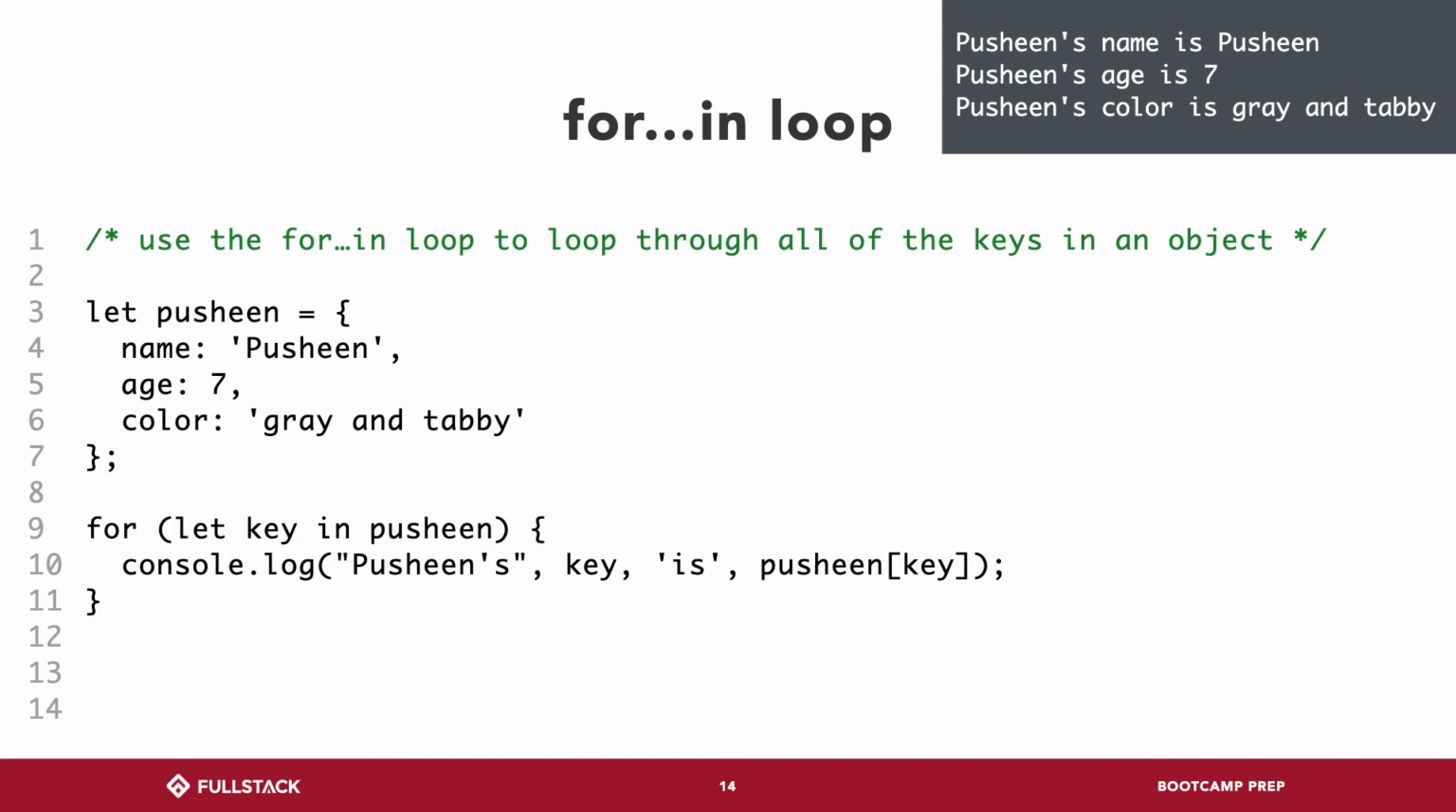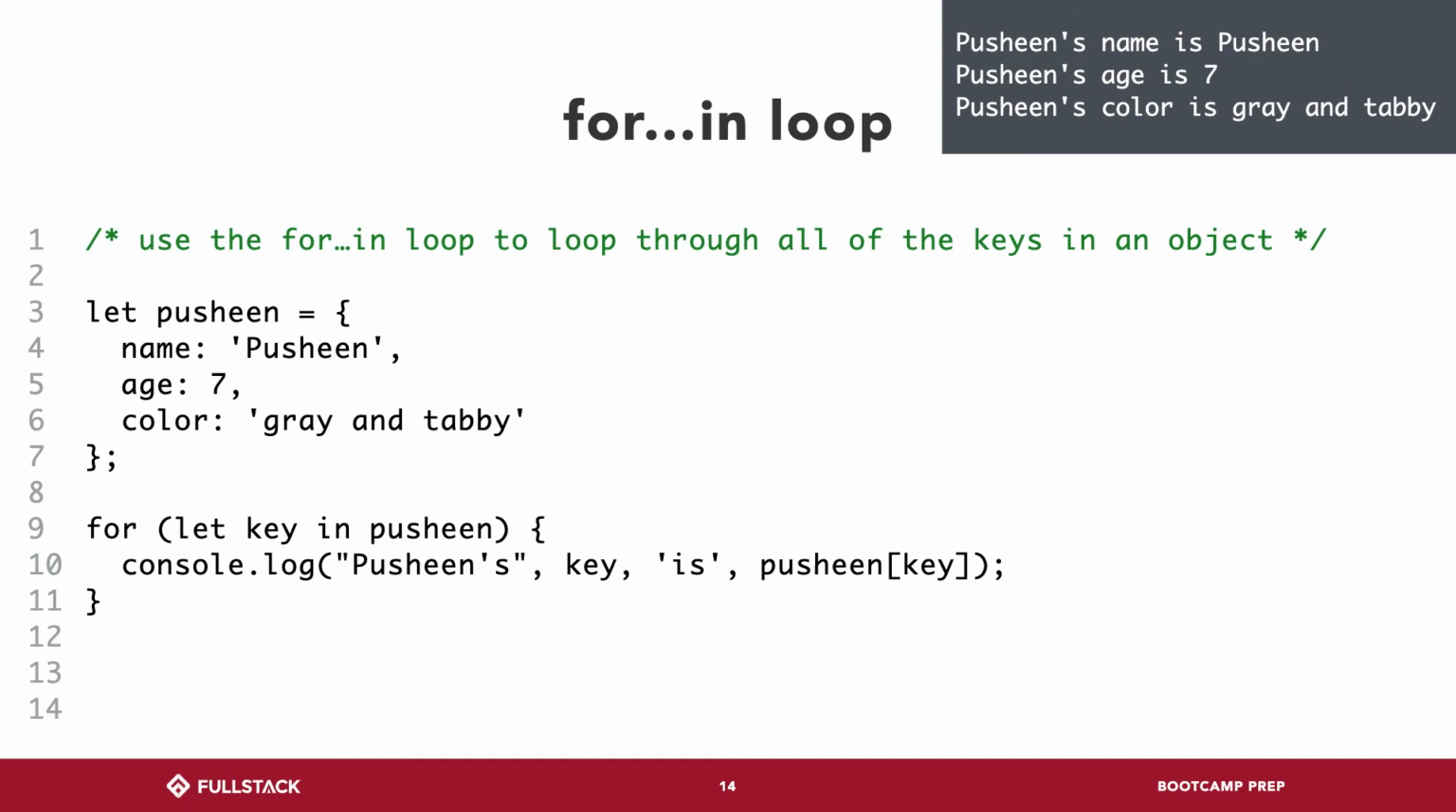If I did Pusheen dot name, it would give us the name every time. Dot doesn't evaluate with the variable. But yes, you can do let name. You can make this variable a name of a known key here. That would be very confusing, but you can do that. Just remember to use bracket notation in for-in loops.